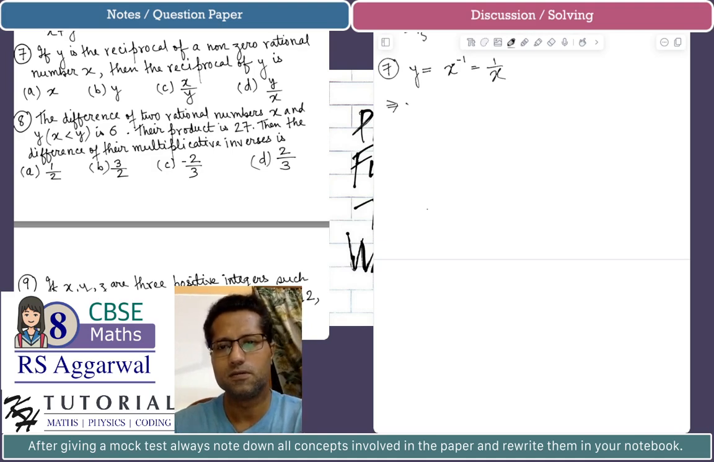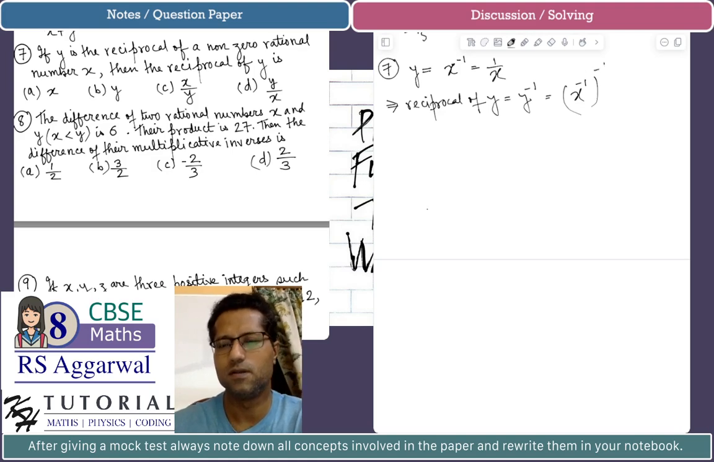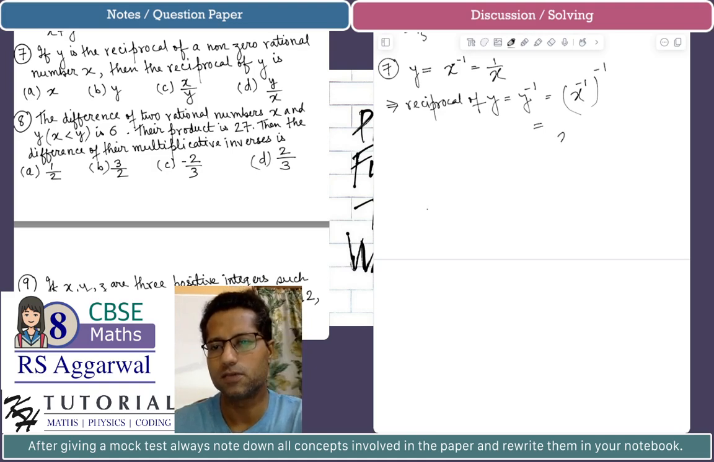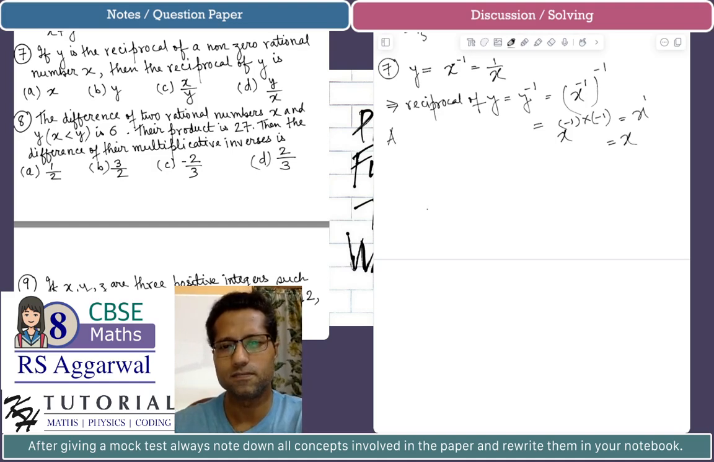The reciprocal of y is equal to y to the power minus 1, and y we know is x to the power minus 1. So y to the power minus 1 will be x to the power minus 1, whole raised to the power minus 1, and we know from the laws of exponents that the two powers get multiplied. So this will be x to the power minus 1 multiplied by minus 1. This is x to the power 1, which equals x. So the correct choice is A.